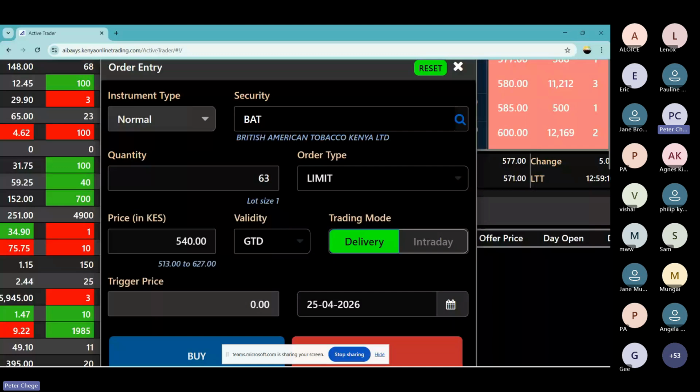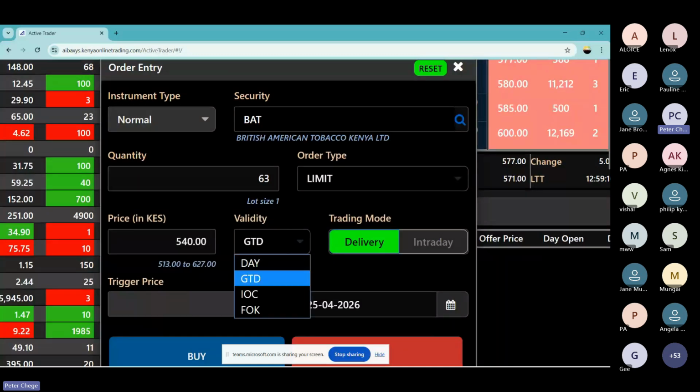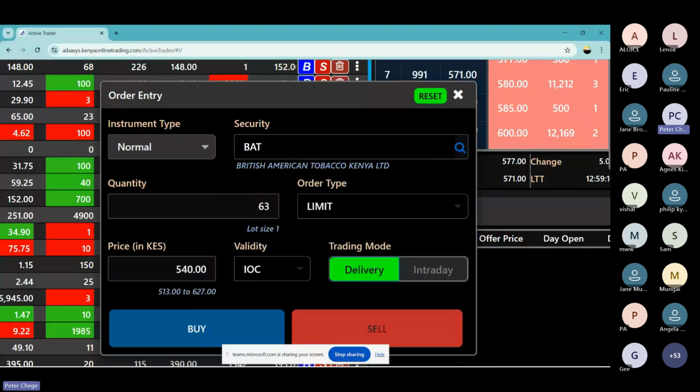Then we have IOC, immediate or cancel. So when I submit my order, quickly get the shares. If you are not able to fill my order, cancel. Then there is fill or kill. Immediately I submit, get the full quantity, 63. If you are not able to get it, just cancel the order without executing anything.